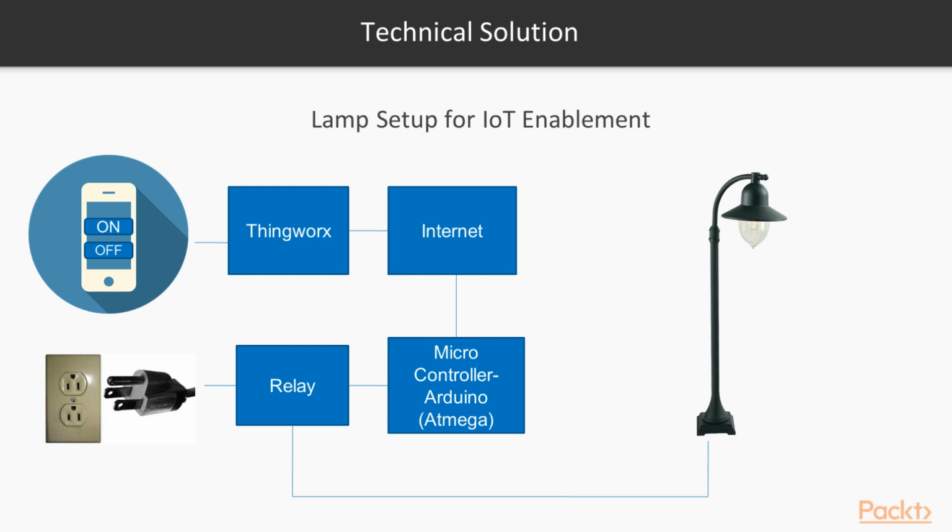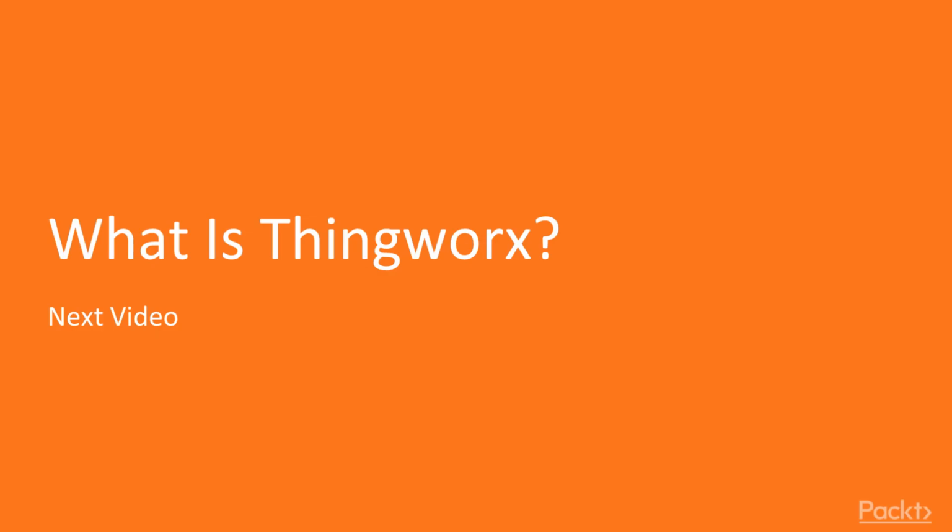You can also get information from the lamp via the relay into your phone saying whether your lamp is turned on or turned off. That is also possible. This is a very simple use case. The idea is to break down the information into different pieces to get your feet wet, to get you started with the technical implementation of an IoT use case. In the next video, we're going to see what is ThingWorx. Thank you.